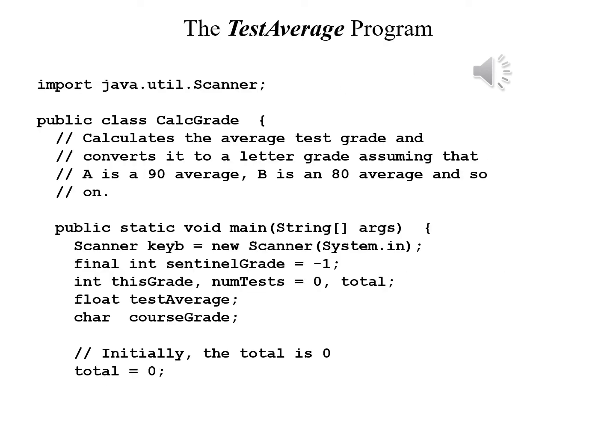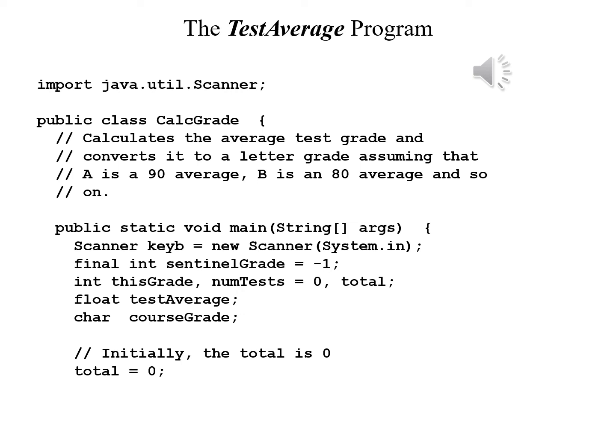I begin writing the test average program. I begin with import java.util.Scanner because there will be keyboard input. I write public class CalcGrade, and after the semicolon, I begin writing the program with the comment, calculates the average test grade and converts it to a letter grade, assuming that A is a 90 average, B is an 80 average, and so on.